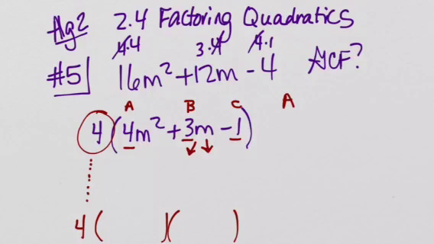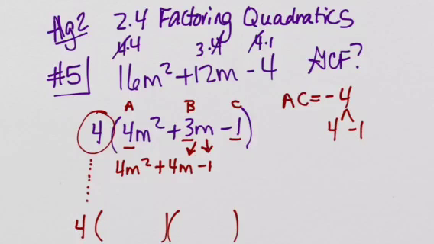So I'm just going to multiply A and C together. I get negative 4. And I need to find factors of negative 4 that add up to be 3. How about 4 and negative 1? Okay, so I'm going to write 4m squared plus 4m minus 1m minus 1. Okay, and the 4 is still hanging out here on the outside. Okay, we just keep bringing him down.